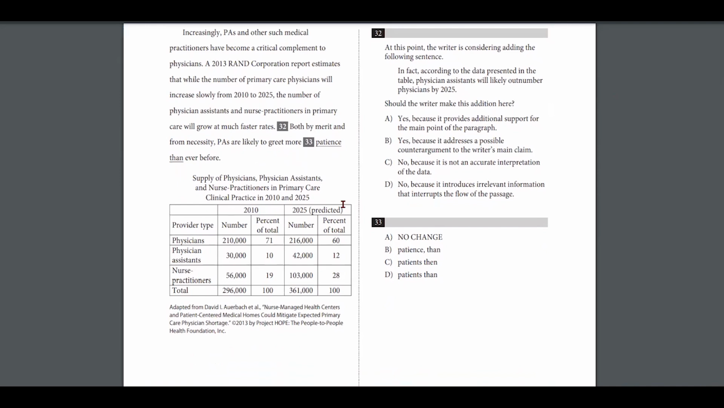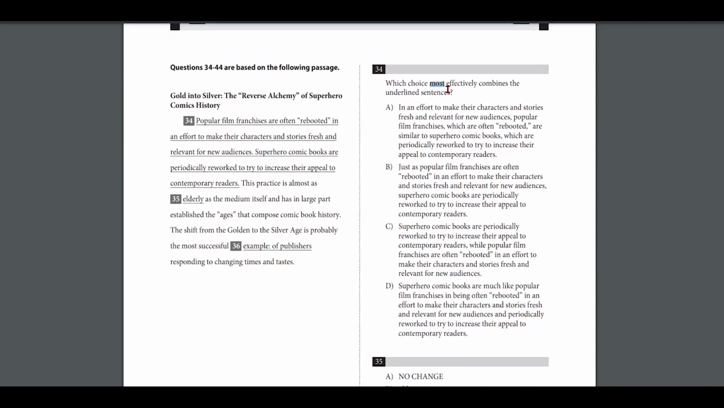So anyways, what's next? 34. Most effectively combines these sentences. Okay, this is another one of those combining sentence things. All right, so here we just look at each one. It says gold into silver, the reverse alchemy of superhero comics. All right, so in effort to make these characters and stories fresh and relevant, popular franchises are often rebooted, which are then reworked. Okay, so here what we have to do is draw this comparison between rebooting the films and then reworking the comic books.